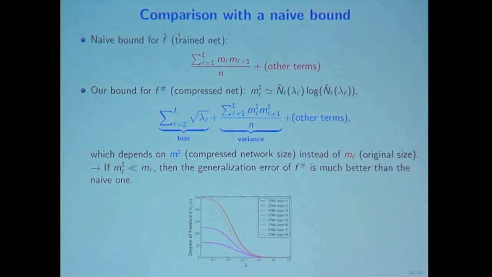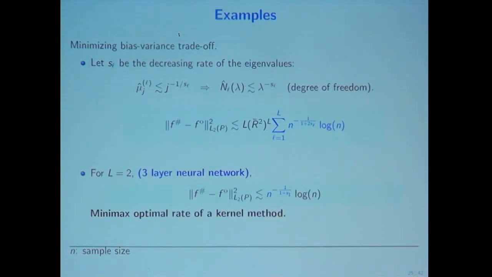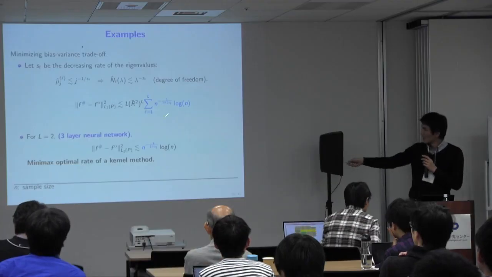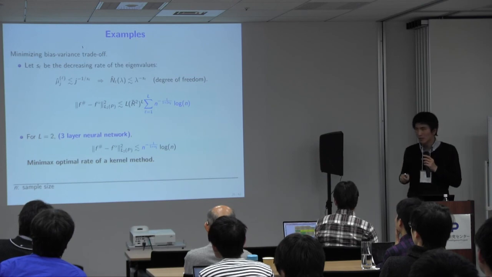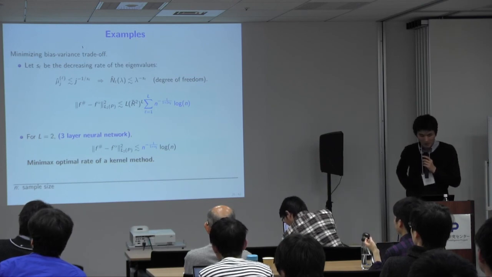We should balance these two terms with respect to lambda L, but maybe it's too difficult in general. So this is one example that optimizes the bias and variance trade-off. Suppose that the eigenvalue drops at this rate: mu j is bounded by j to the minus 1 over SL, where SL is some positive real number. If mu j drops at a polynomial rate, then the degree of freedom can be bounded like this. By balancing the first term and the second term, we obtain this convergence rate. If S is small, this convergence rate is faster than 1 over square root of n. In that sense, this can be seen as a fast learning rate.